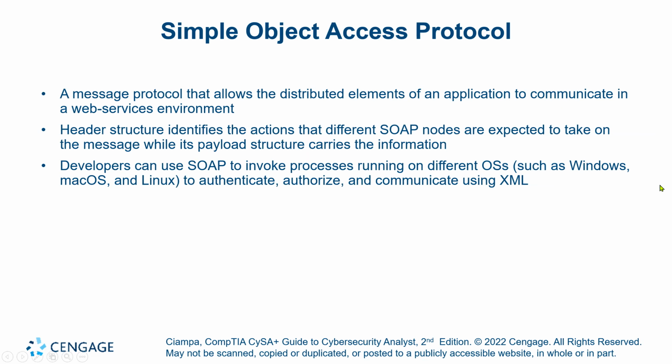Simple Object Access Protocol, a message protocol that allows the distributed elements of an application to communicate in a web services environment. Header structure identifies the actions that different SOAP nodes are expected to take on the message, with its payload structure carrying the information. Developers can use SOAP to invoke processes running on different OSs, such as Windows, Mac OS, and Linux, to authenticate, authorize, and communicate using XML.